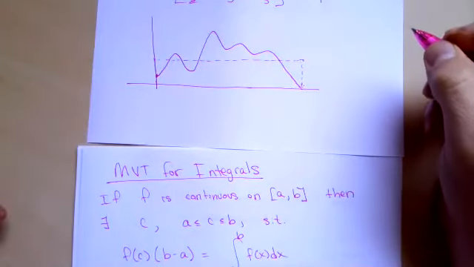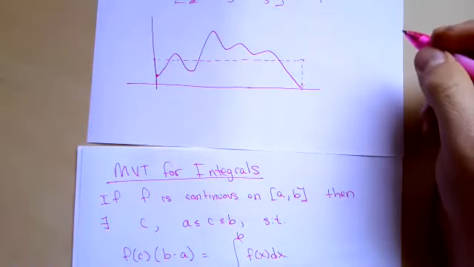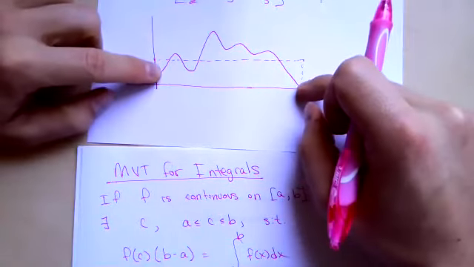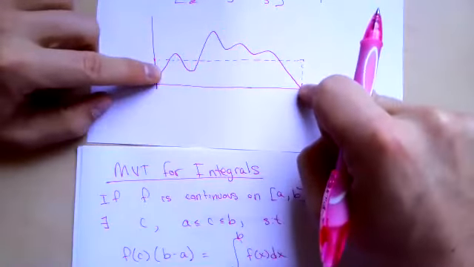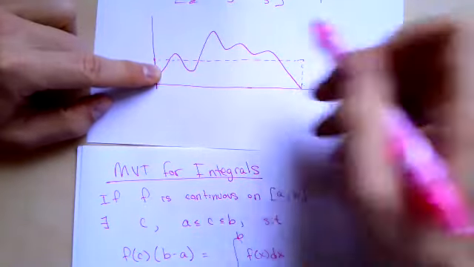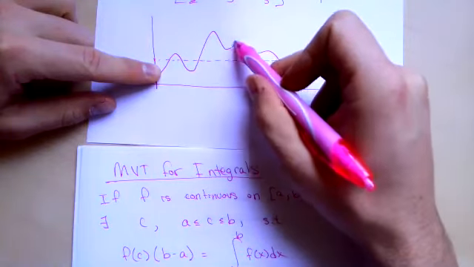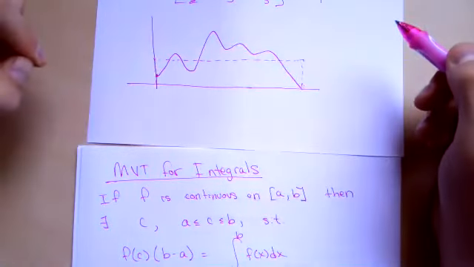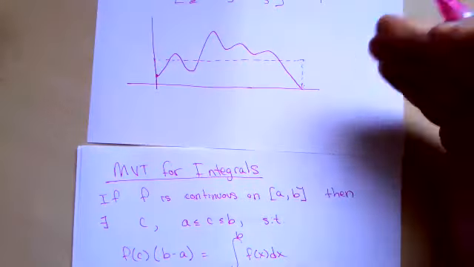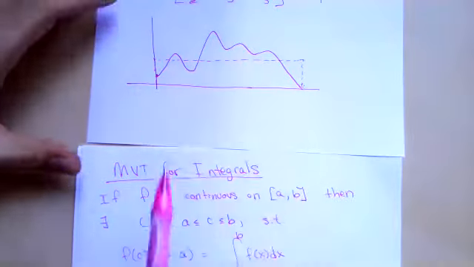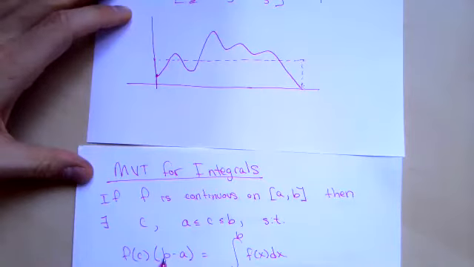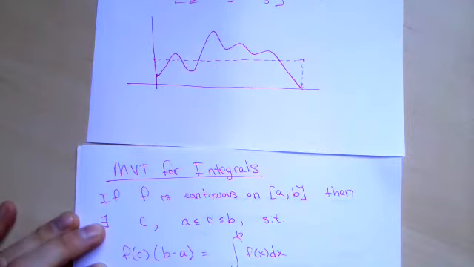What's the mean value theorem for Calc 1? Calc 1 says if I'm looking at derivatives, then for the slope of the secant line between the starting and end points, there has to be some value in between where the slope of the derivative matches that. This is kind of the converse of that. If I compute, and divide by b minus a, this is saying that f of c is equal to the average value.